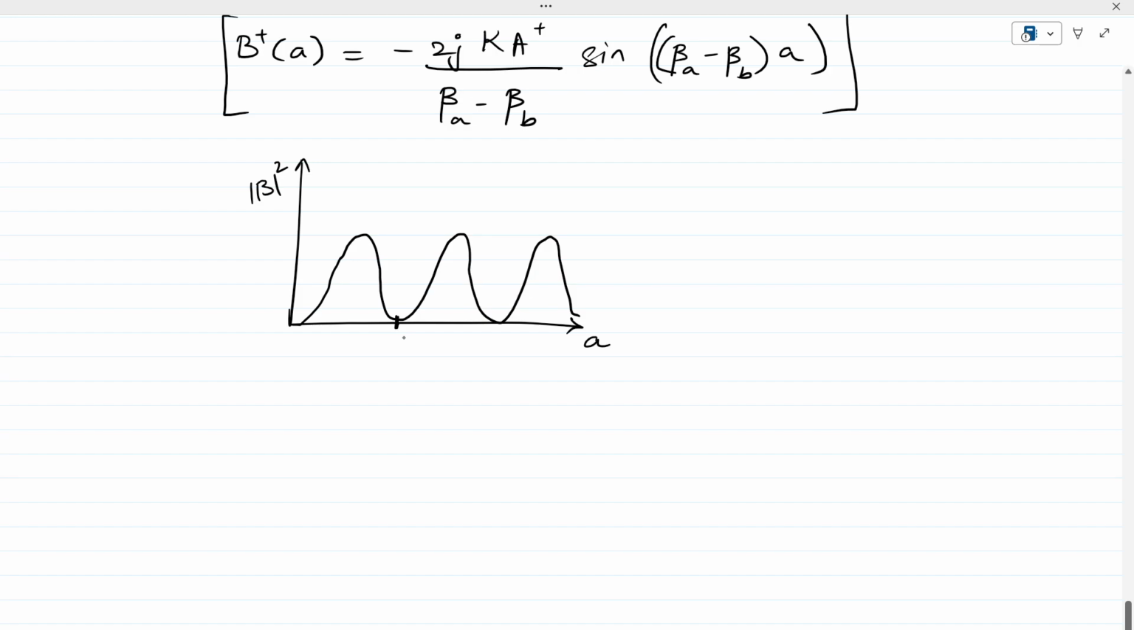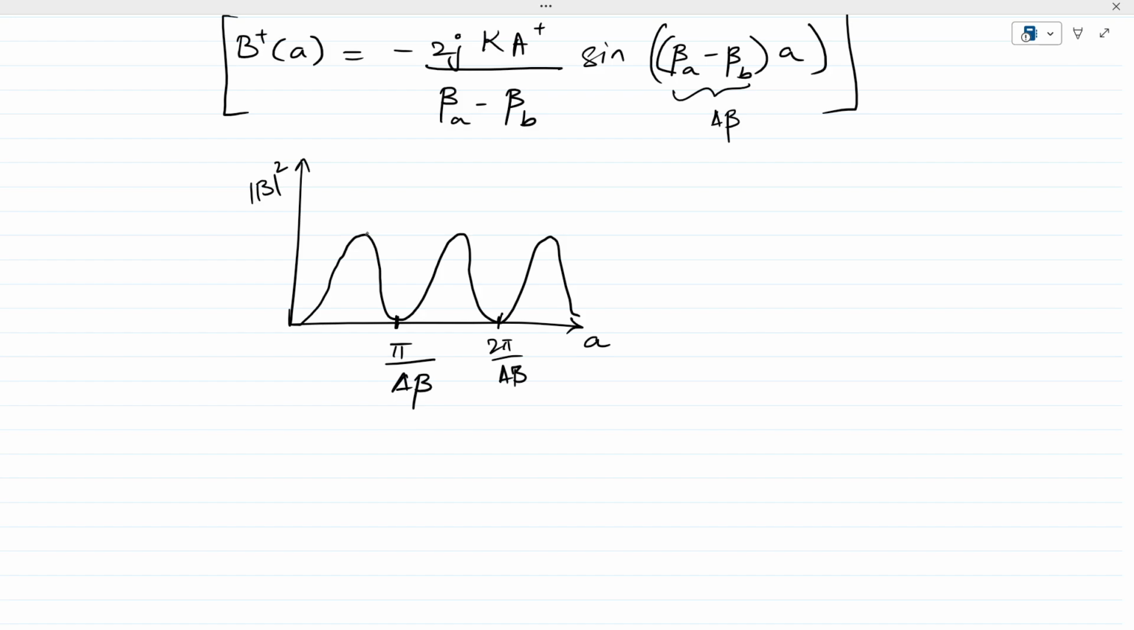So what will be this point? If I call βa minus βb as delta beta, then this point is nothing but pi over delta beta, because sine pi will be equal to 0. That's why. So this will be 2 pi over delta beta.